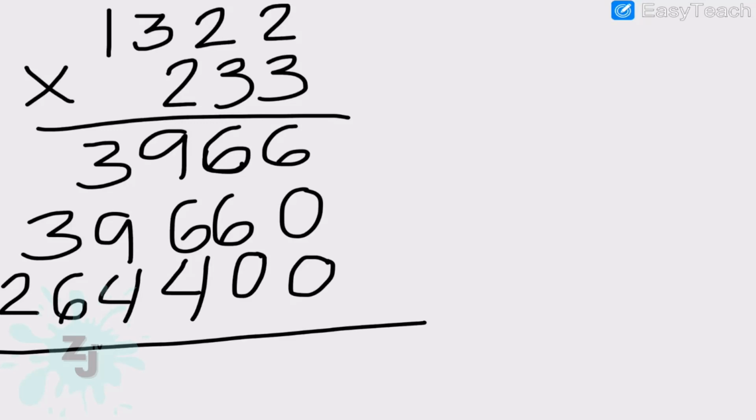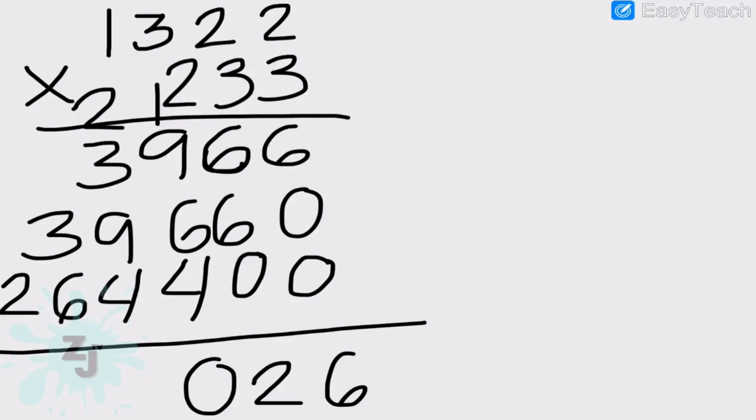Therefore, 6 plus 0 plus 0 is 6. 6 plus 6 is 12. We bring up 1. 9 plus 6 is equal to 15. We bring up 1. Therefore, 9 plus 6 is equal to 15, plus 4 is equal to 19, plus 1 is equal to 20. Next, we bring up 2. That is 20.